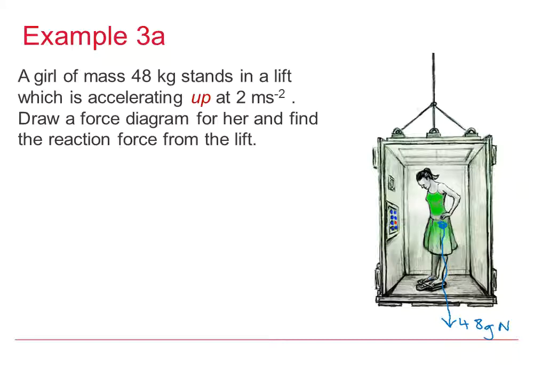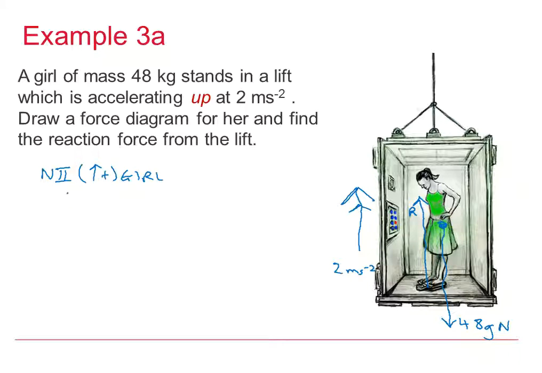And the only other force is the lift pushing up on her feet, which is a contact reaction force labelled R. Here the lift is accelerating upwards, so next to the lift I'm going to put a double-headed arrow pointing upwards, labelled 2 meters per second squared. Since the lift is accelerating upwards, I'm going to take upwards as positive. So Newton's second law, taking upwards as positive, and I'm going to apply the method to the girl. So upward forces are positive, downward forces are negative.